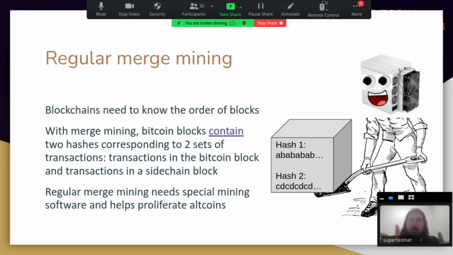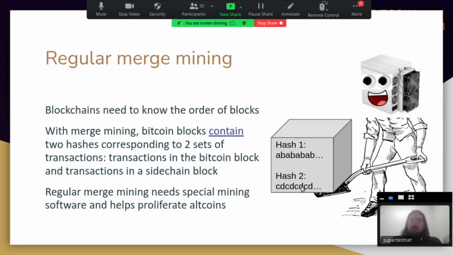And if you do that, then as the miners mine the Bitcoin block, as they find a proof of work that's valid for all of the data in that block, it's also going to be valid for this other block. It's also going to be valid for that set of transactions that hashes to C D C D C D, or whatever the hash happens to be.